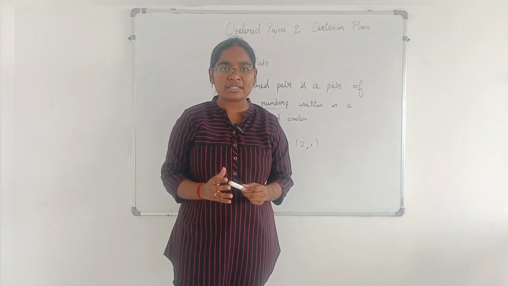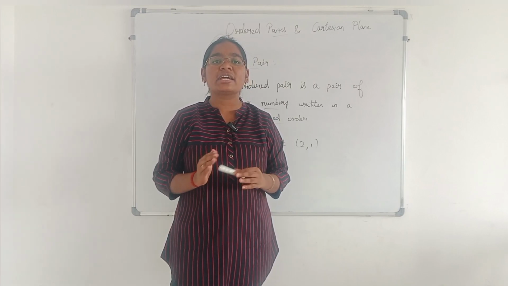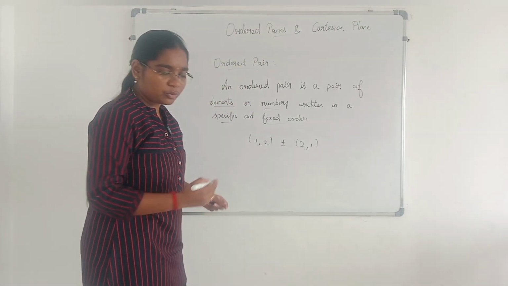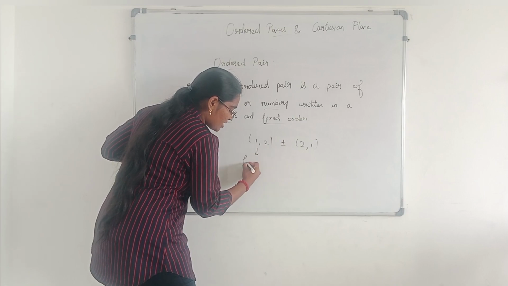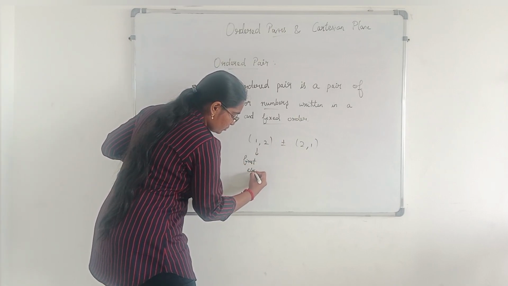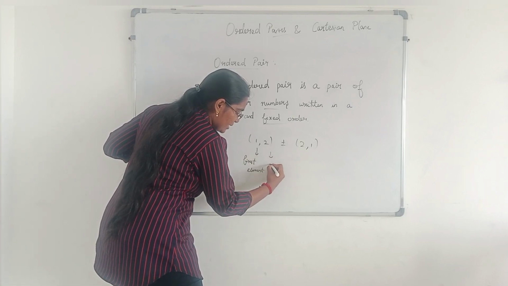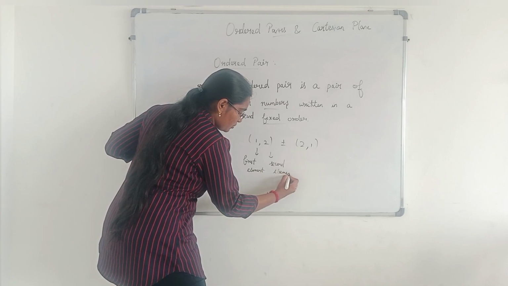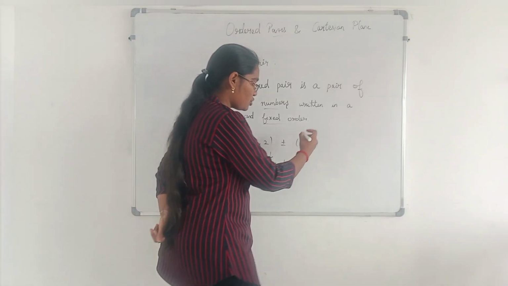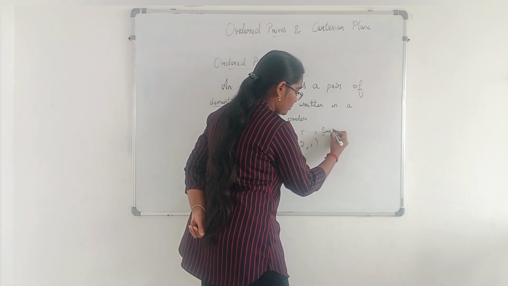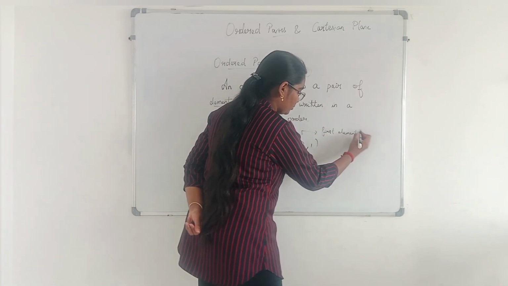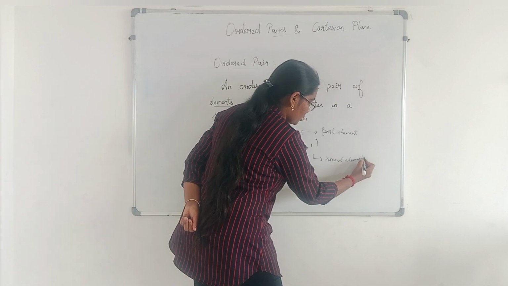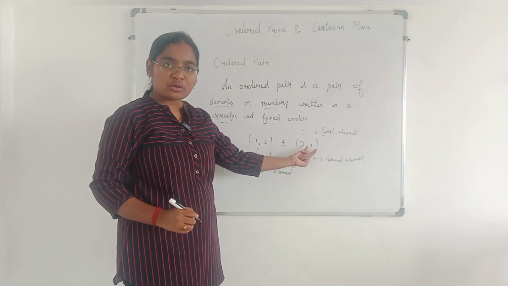Okay, so an ordered pair means it is a pair of numbers or elements which we write in a specific order. For example, 1, 2. In this ordered pair, this 1 is the first element and this 2 is the second element. In 2, 1, this 2 is the first element and this 1 is the second element. So 1, 2 is not equal to 2, 1.